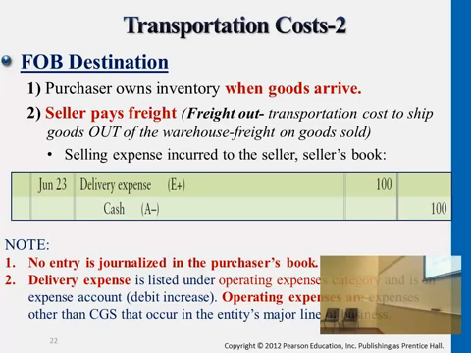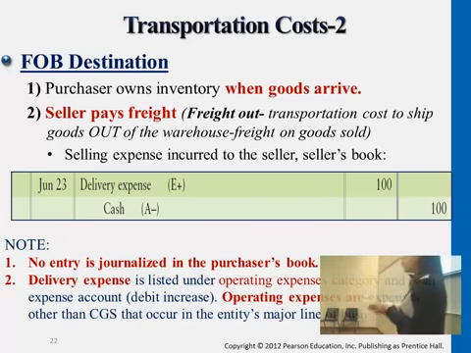So this is called FOB destination, meaning the title of the goods does not transfer to the purchaser until the goods actually arrive at the purchaser's company. So throughout the process, the goods belong to the seller. This is the opposite case compared to FOB shipping point. With FOB shipping point, the purchaser is the one paying the freight charge and owns the goods throughout the entire transition process. FOB destination is the opposite to that.